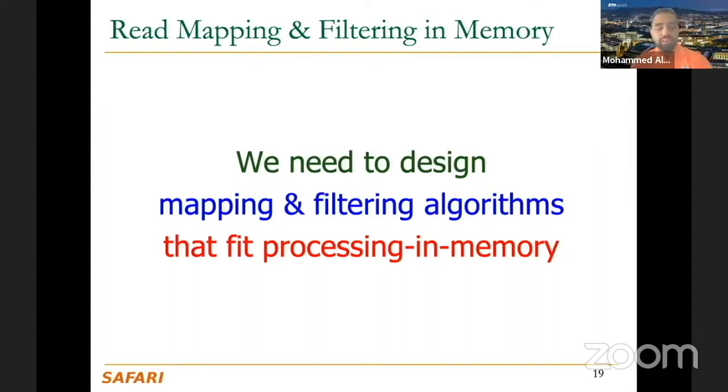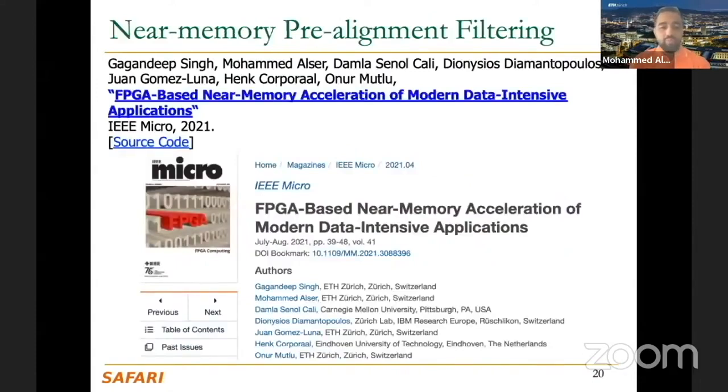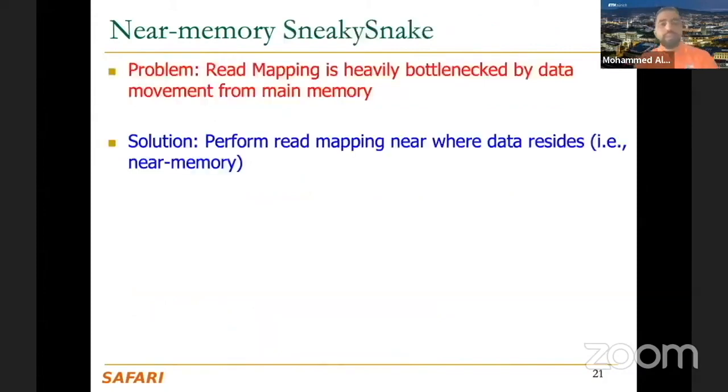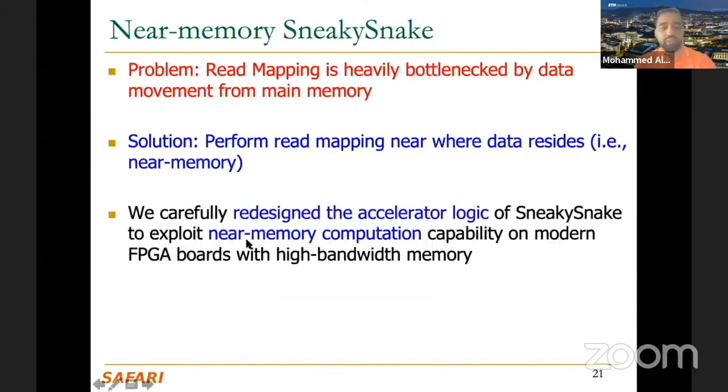And that's why we need to design mapping and filtering algorithms that fit processing in memory. So this is a new paradigm, an alternative to the von Neumann model, where you have the memory and the CPU separated from each other. Now you try to do the processing next to where the data is stored. And this is what we call FPGA-based near-memory acceleration of SneakySnake. So our solution is to perform read mapping near where data resides, and we carefully redesign the accelerated logic of SneakySnake to exploit near-memory computation.